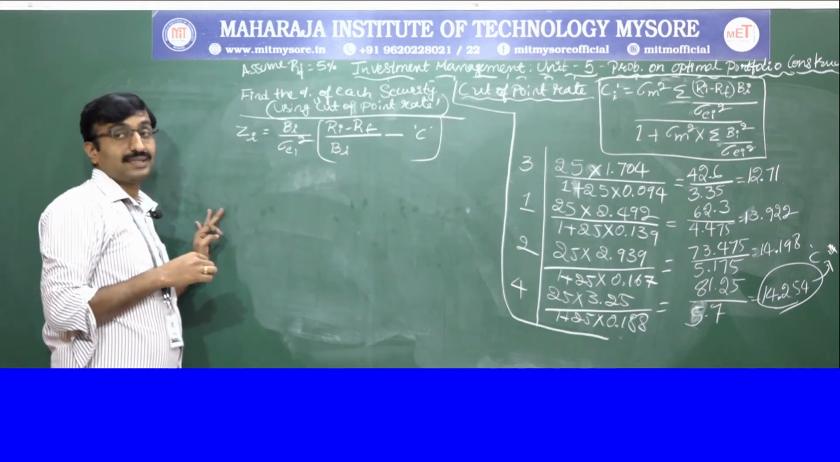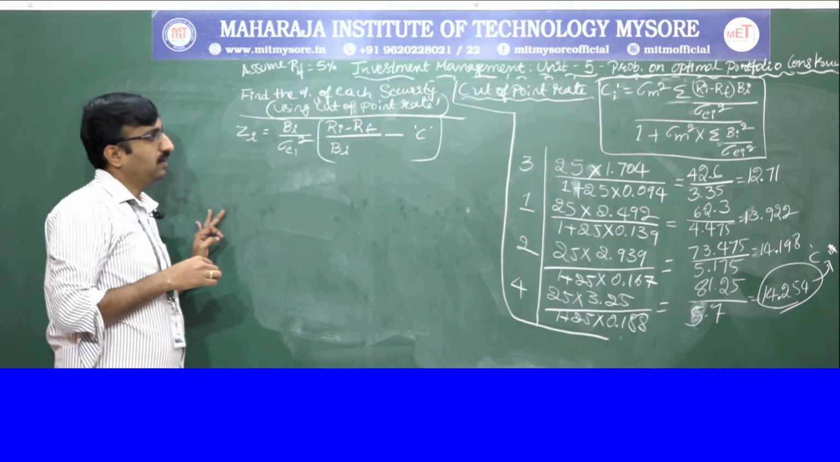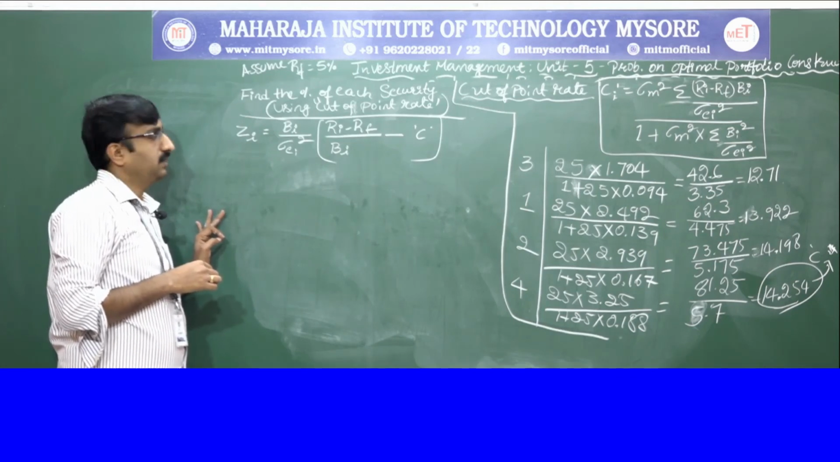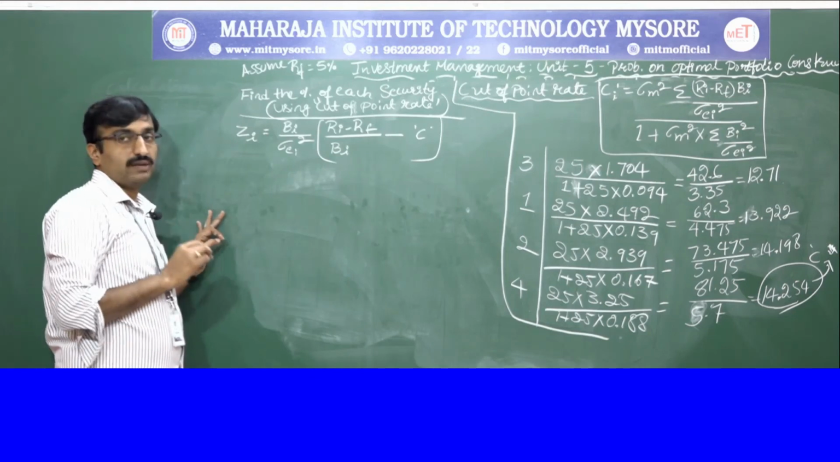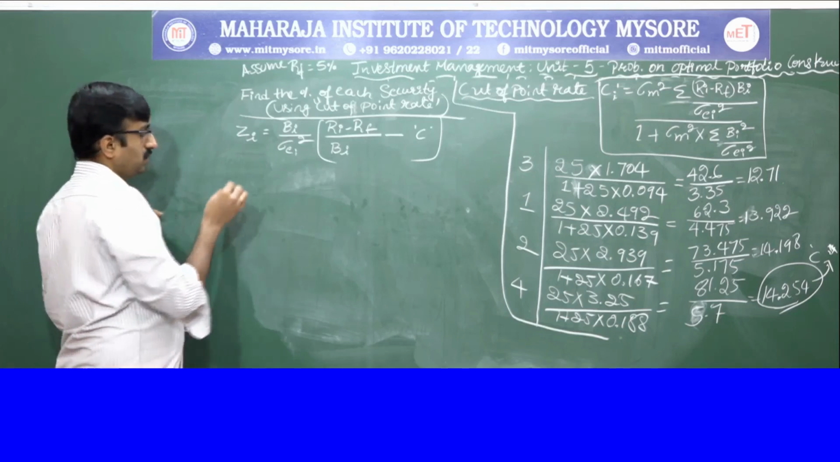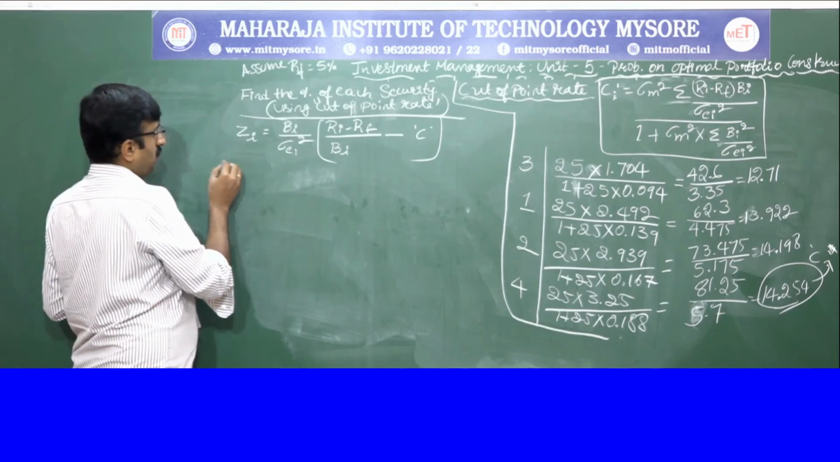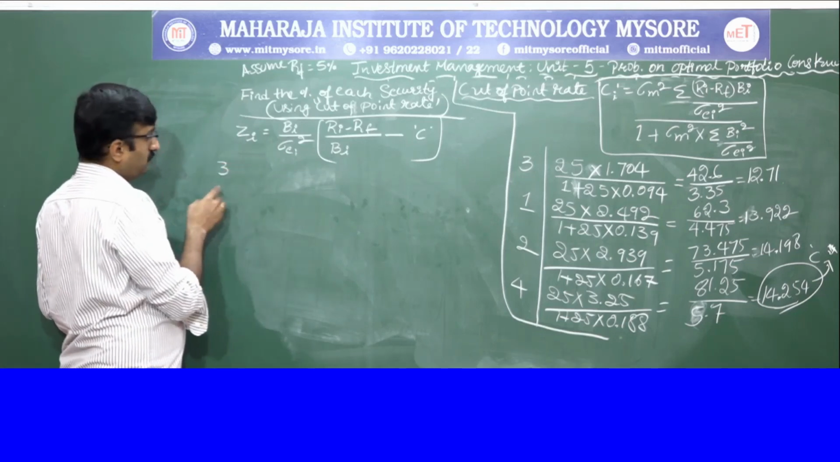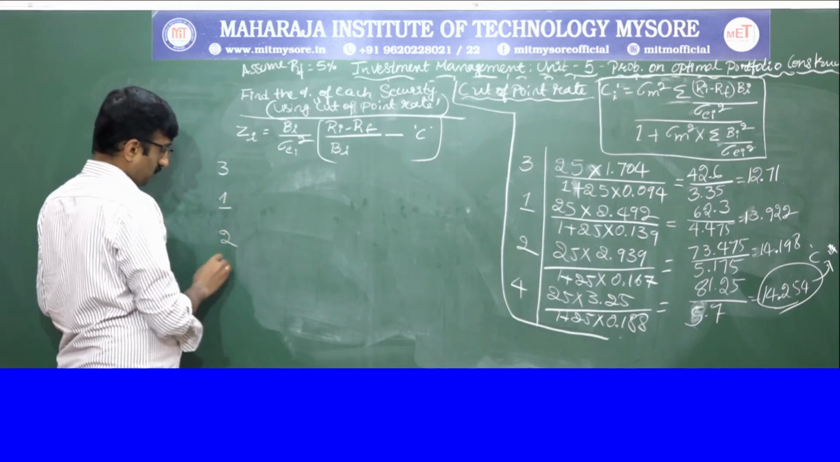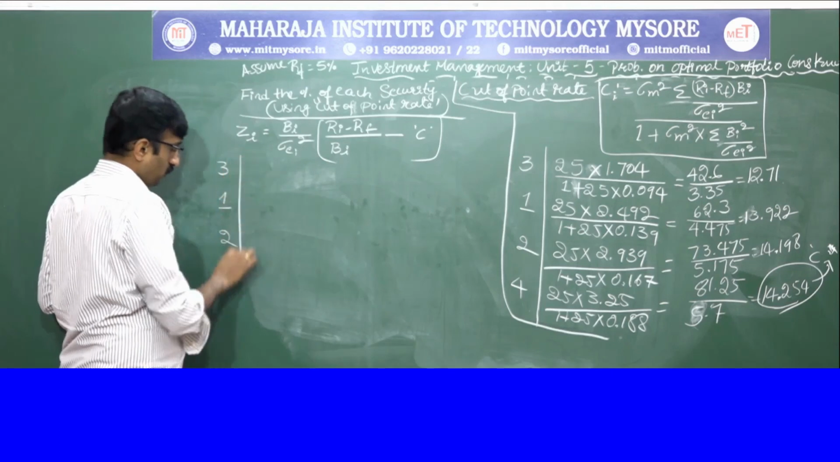We have to take like this. This formula we are supposed to apply. So go to the individual security. First we got the third. Third is the first one. Third security we got as per the ranking. Next the first one, next second one, next the fourth one.